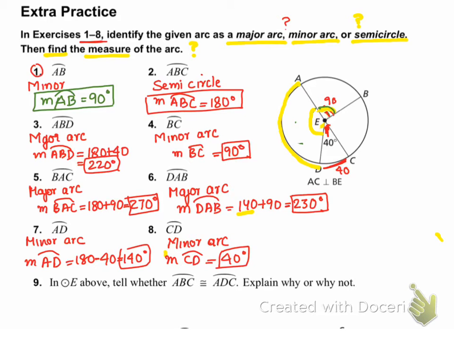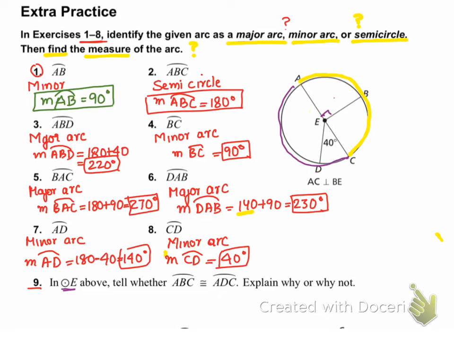All right, so let's move to the next question, question number 9. Here what we have to do, we have been given circle E, because the center is E, tell whether arc ABC, let me first erase this, which one they're asking, so that I can highlight only that one. So they say arc ABC, this arc, and arc ADC, this arc. They want to figure out are they congruent or not.